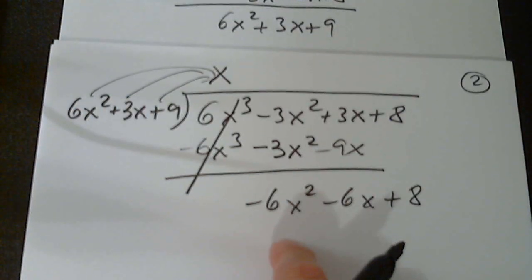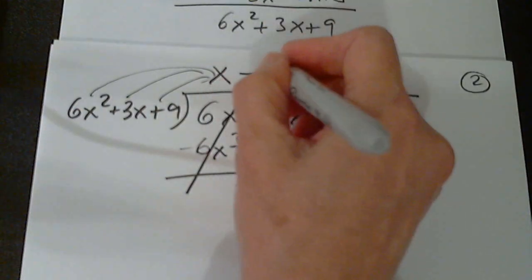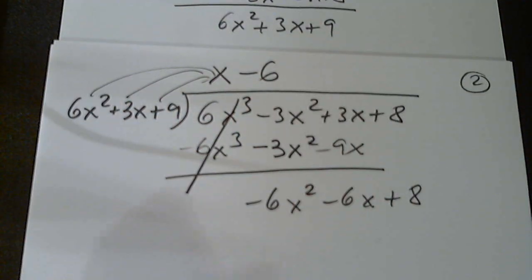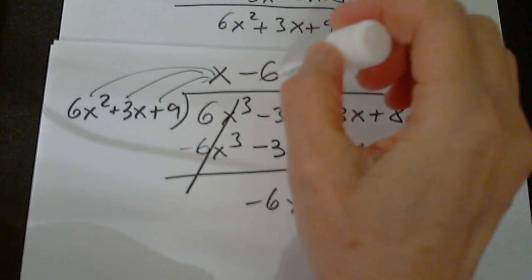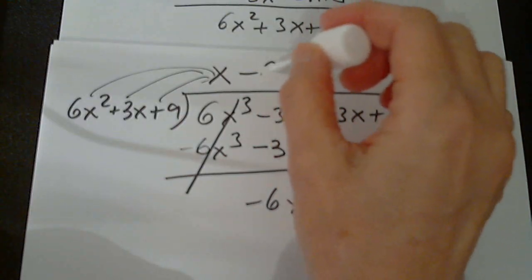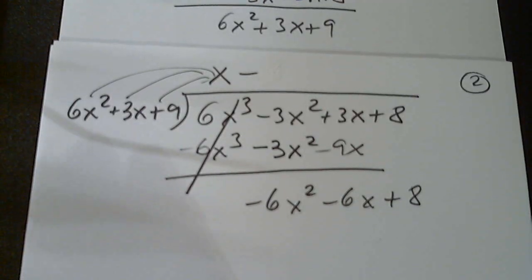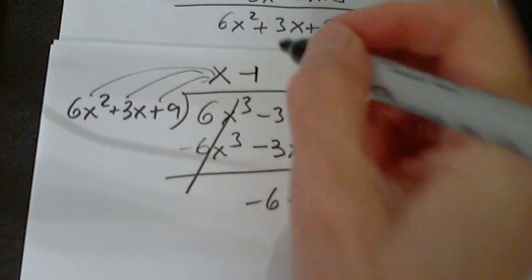6x squared times what is negative 6x squared? The answer is negative 1. So negative 1, distributed, change the sign, and write under like terms.